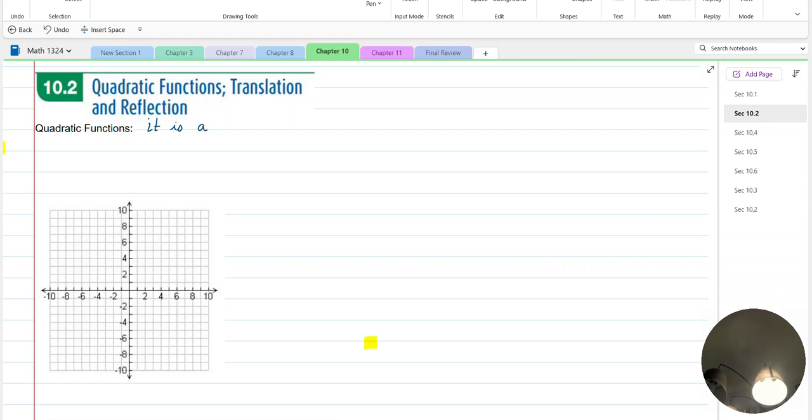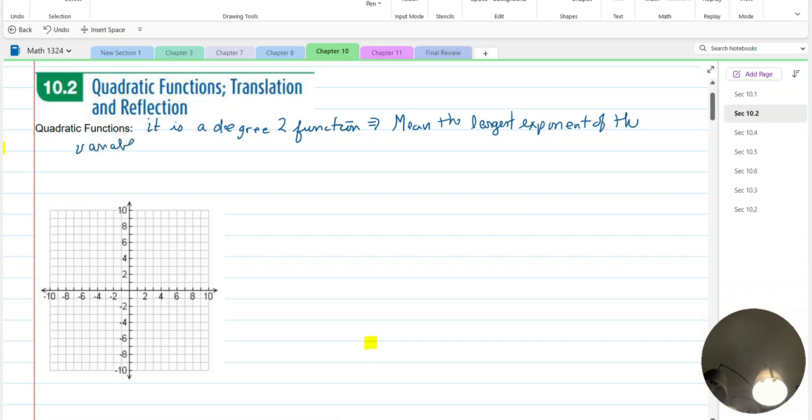It is a degree 2 function. Well, what does that mean? Well, it means the largest exponent of the variable is two. It's often called a parabola. Parabola. Very good. So now let's look at some characteristics.